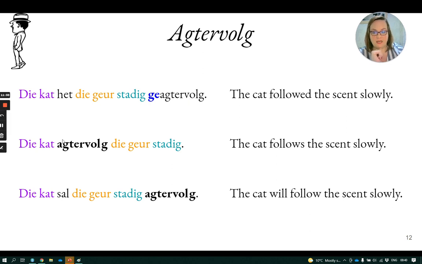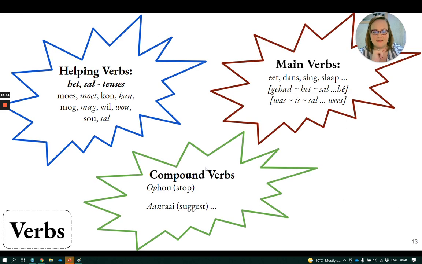Okay, die kat agtervolg die gier stadig. Okay, agtervolg stays there, verb 2. You're not putting it at the end. That's not the rule for these. You're doing it at verb 1 position. Die kat sal die gier stadig agtervolg. Will slowly follow the scent. Okay, it's the same rule anyway because in future tense the compound verb doesn't change. Just to note, you have your stadig, your adverb of manner in the sentence, and we'll be doing more in the following sentences.